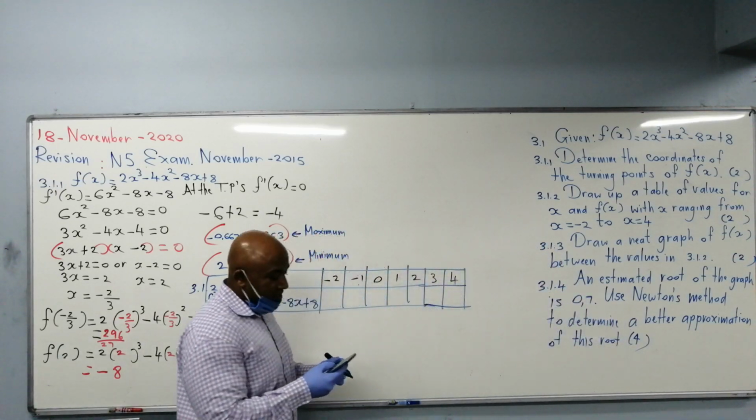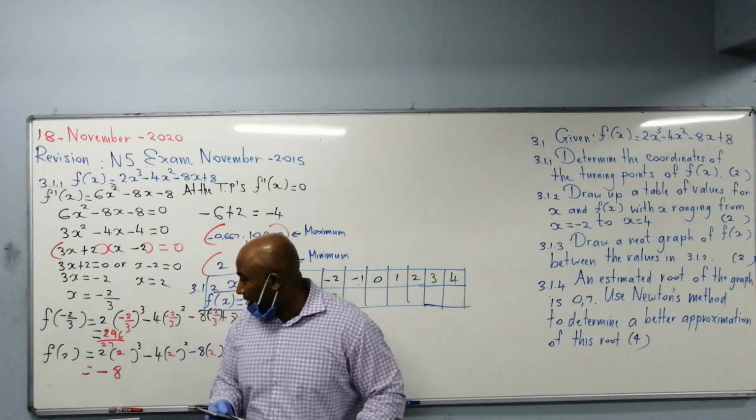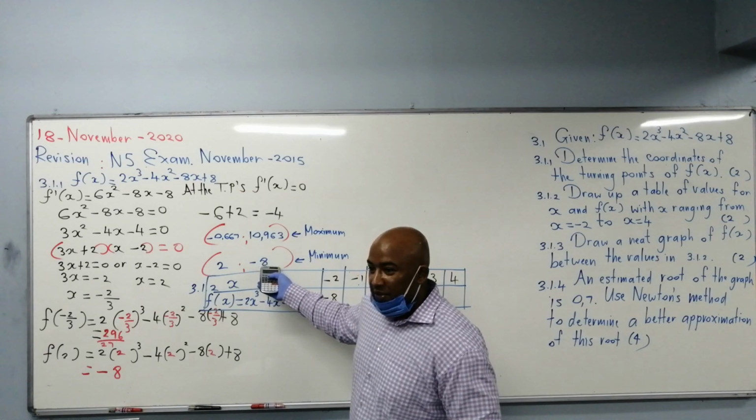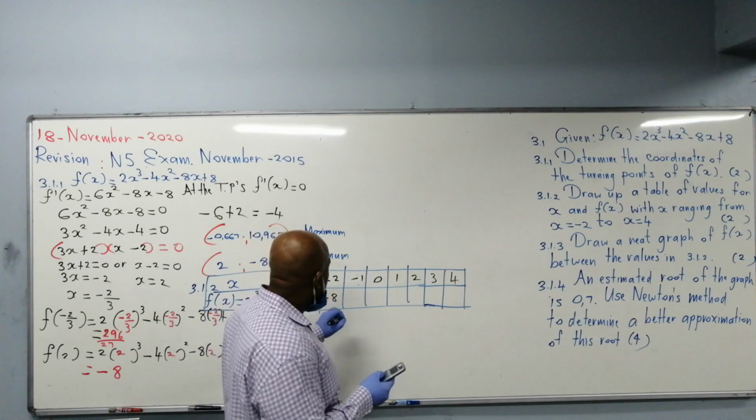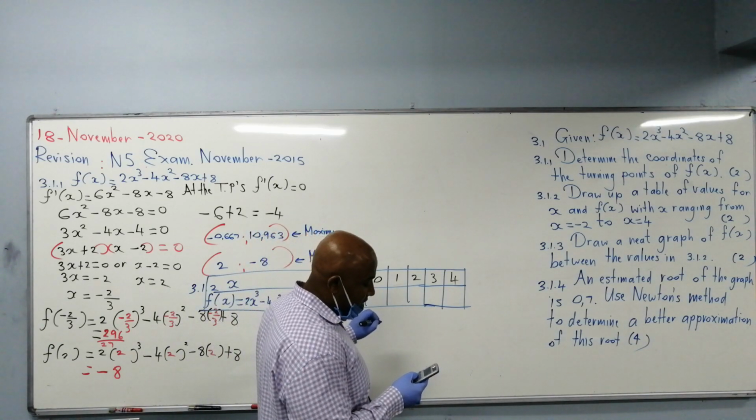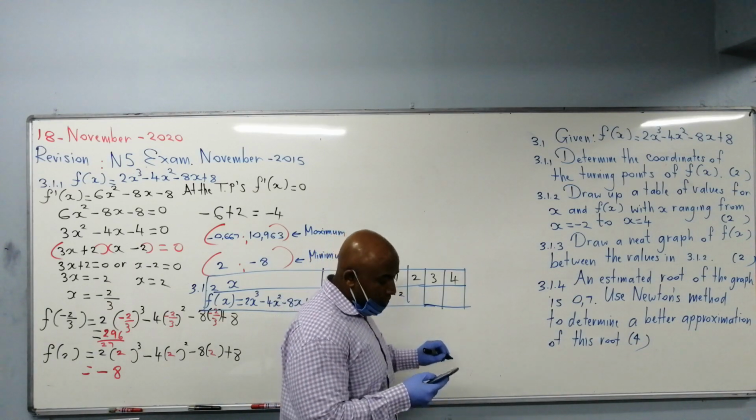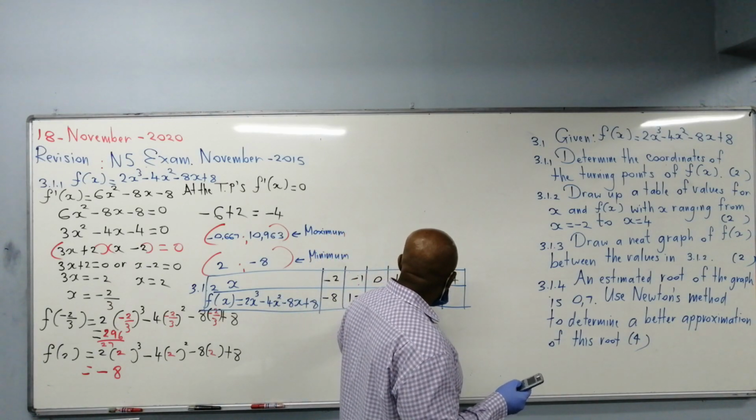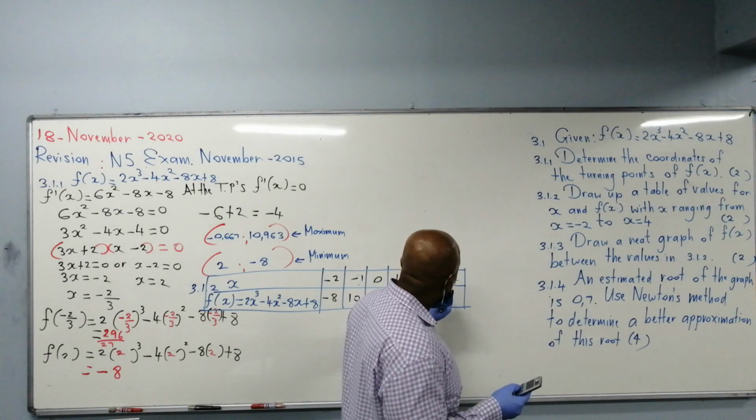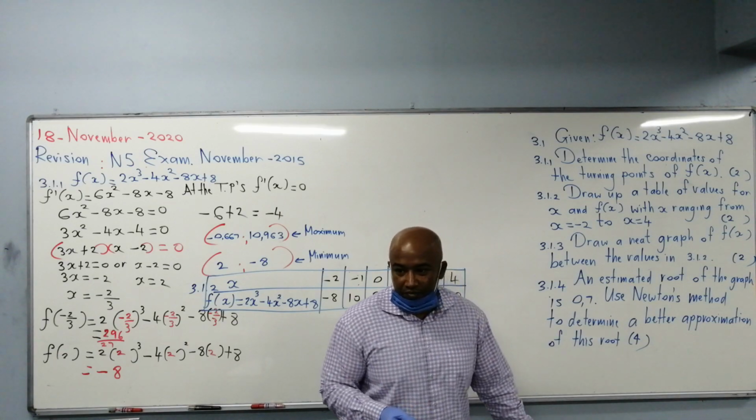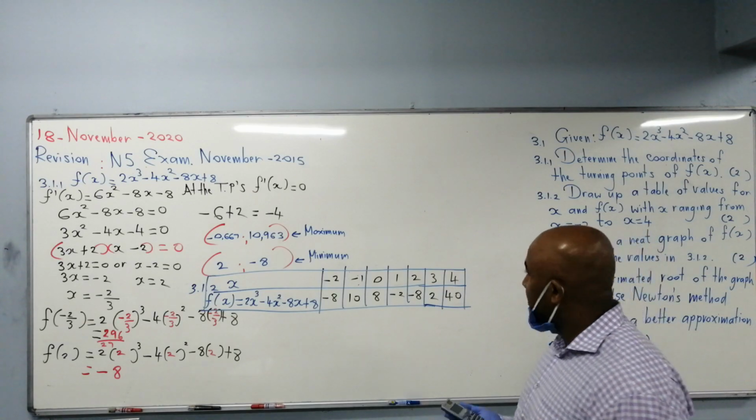So when x is minus 2, y is minus 8. And we just got it here. Remember that? Minus 2, minus 8. And then the next one is minus 1 and 10, 0 and 8, 1, negative 2, 2, negative 8, 3, 2, 4, 40. Okay, those are the values.